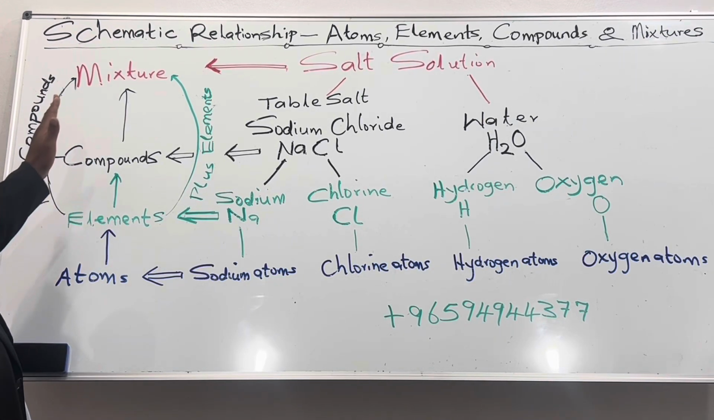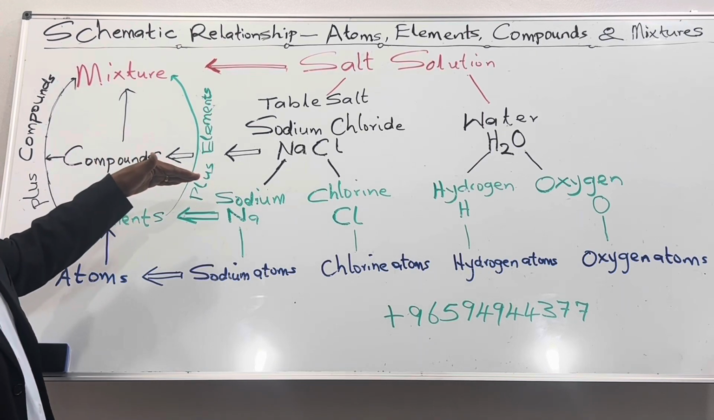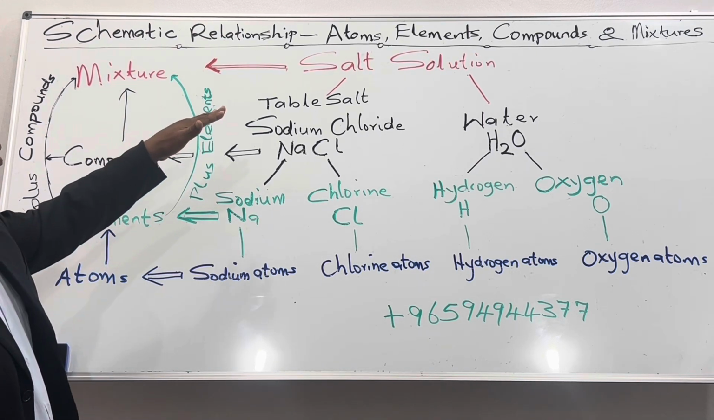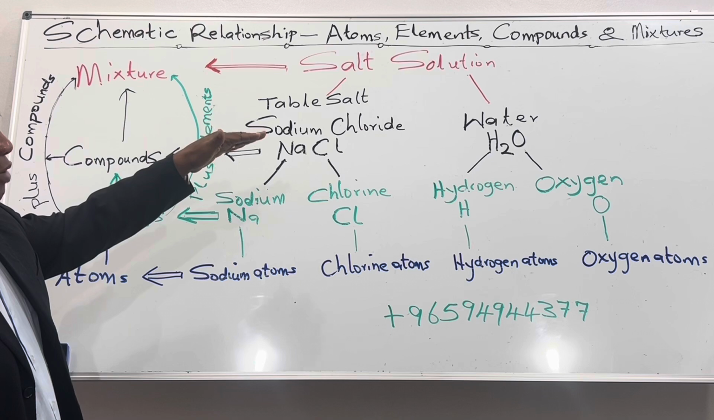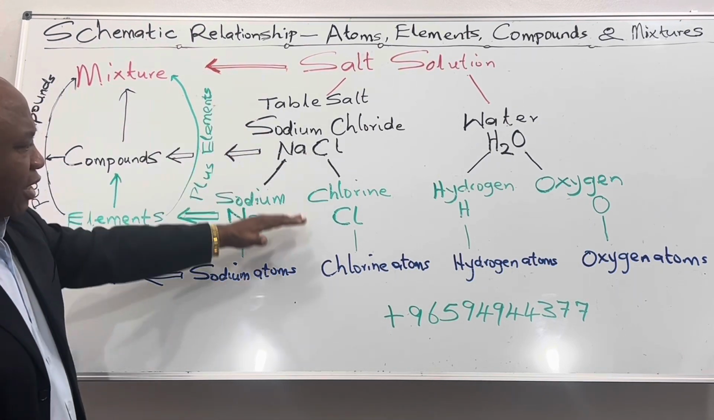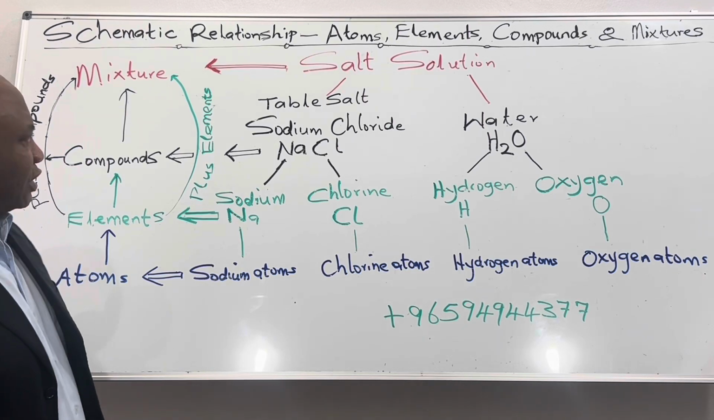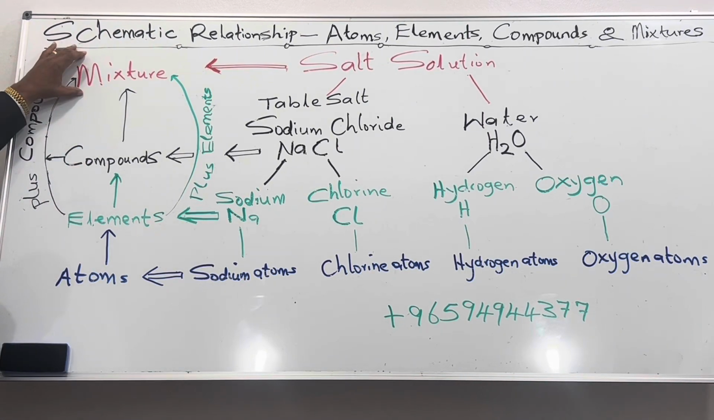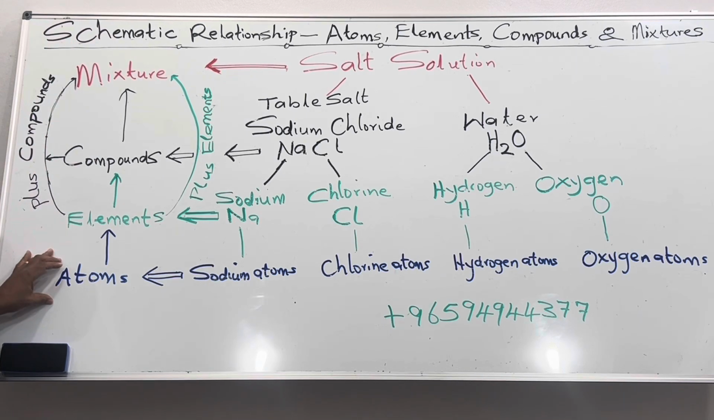Here is an elaborate schematic presentation showing how atoms, elements, compounds and mixtures are related. This diagram illustrates the connectivity. At the top in this diagram is a mixture. At the base are atoms. In between are elements and compounds.